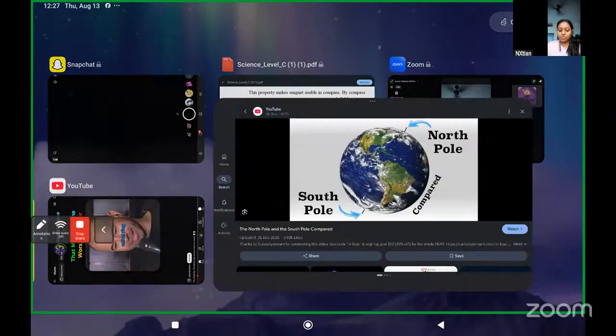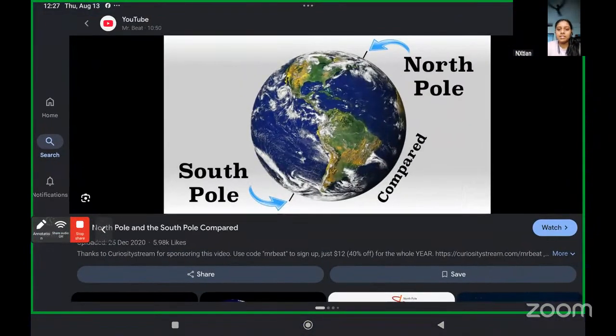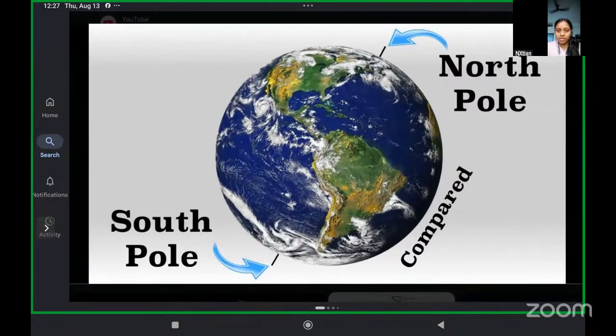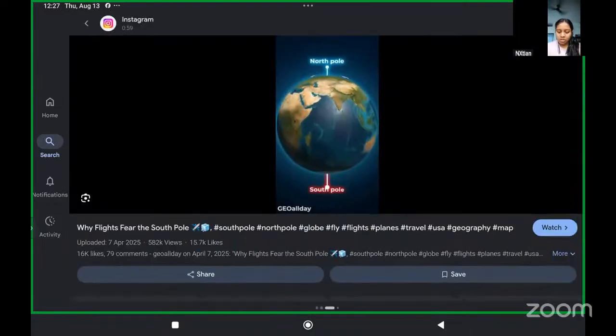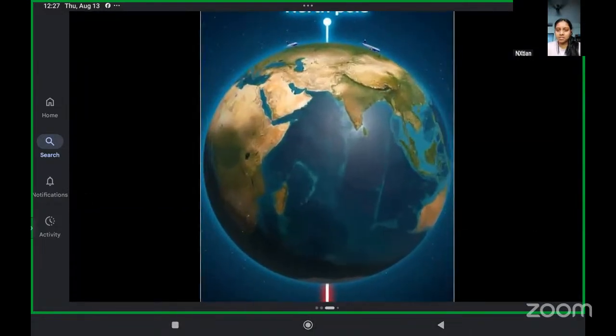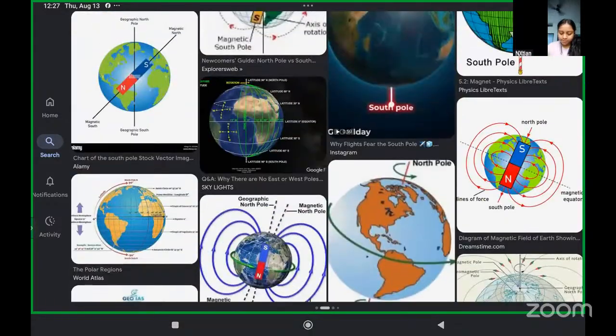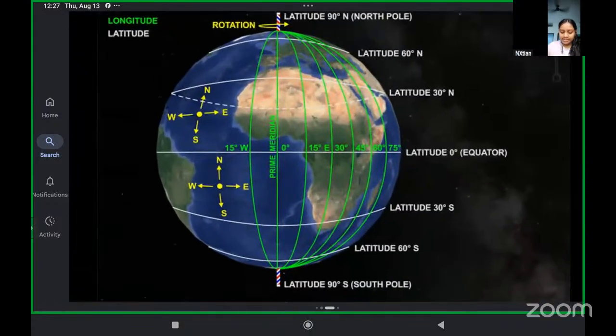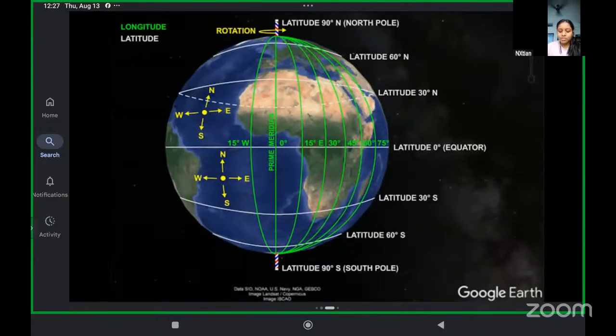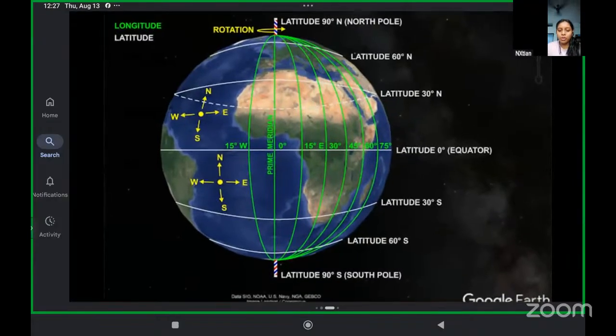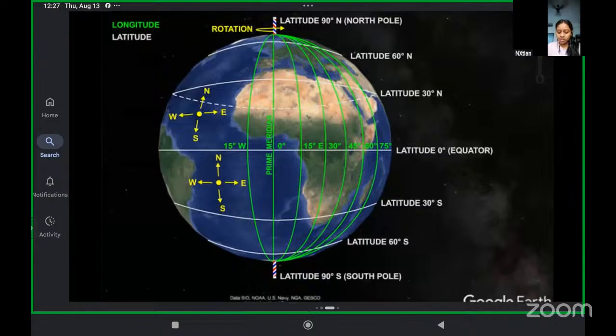Check out this image. This is the north pole of the earth, that is the top part, and the bottom part is the south pole of the earth. The earth is divided into many parts. If you have studied this in social science or geography, we have a division like this. The top part is North Pole and the bottommost part is South Pole.